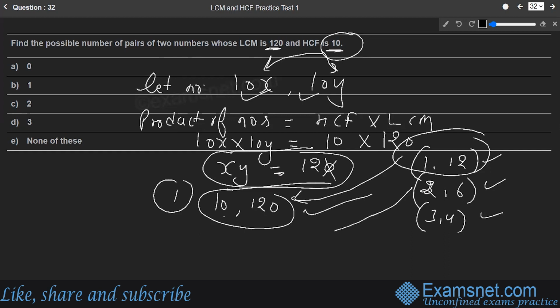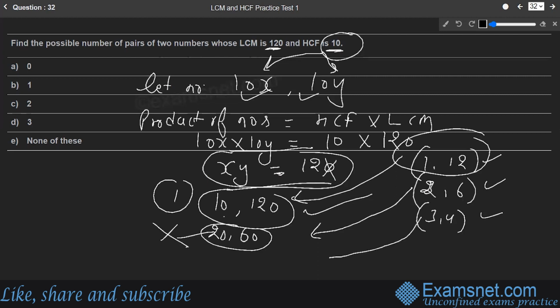If we take the second pair, 2 and 6, the numbers will become 20 and 60. But 20 and 60 have a problem: their HCF is not 10, their HCF is 20. And their LCM is also not 120, their LCM is just 60. So this pair is not counted, because it does not fulfil our condition.